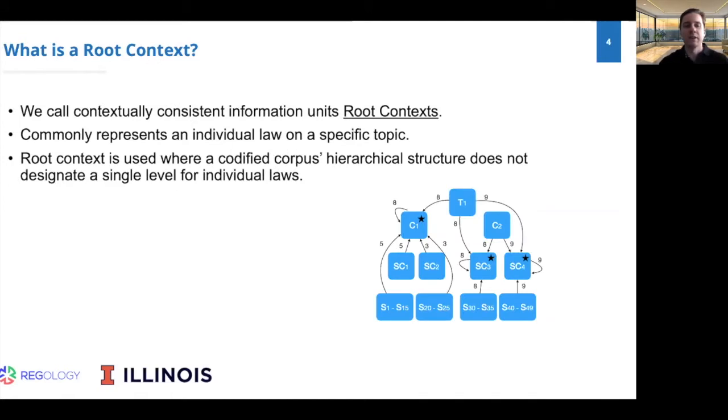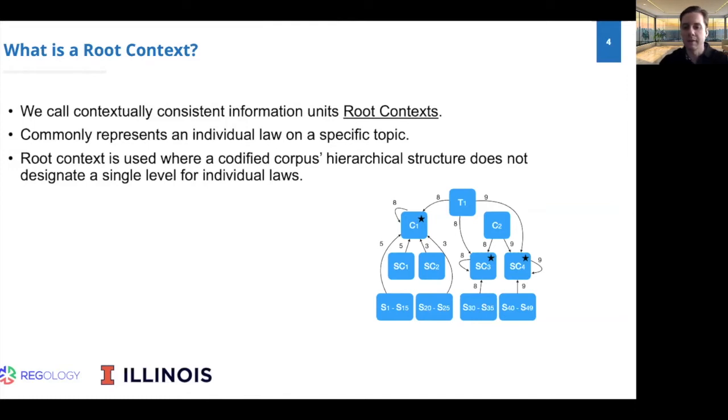As mentioned earlier, the goal of our work is to find contextually consistent information units, which we call root contexts. So what is a root context? A root context commonly represents an individual law on a specific topic, and it is used where a codified corpus's hierarchical structure does not designate a single level for individual laws.